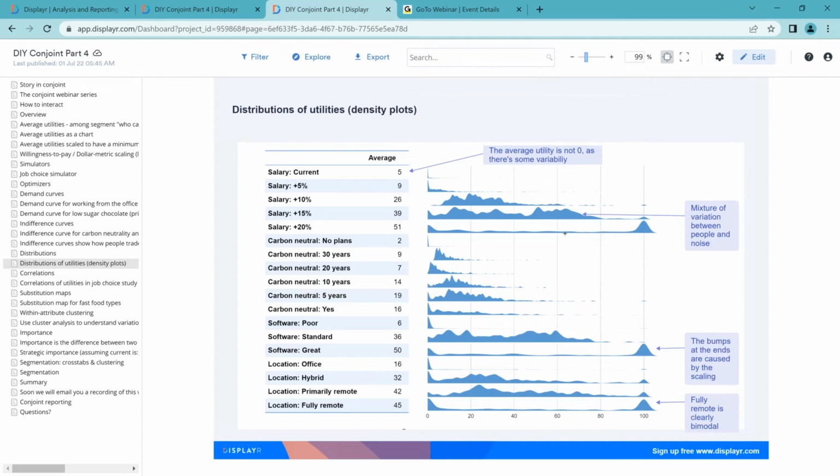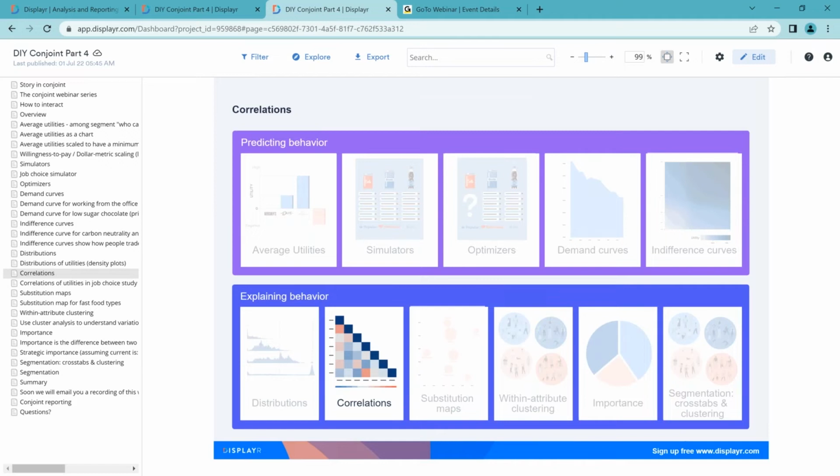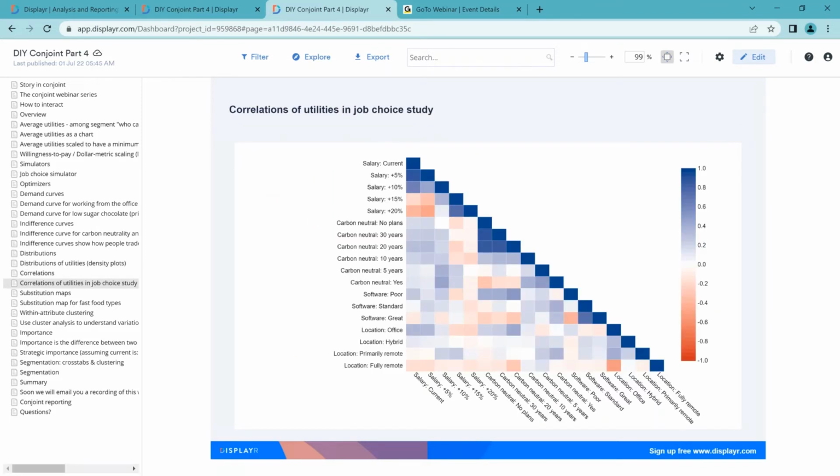Note here that for salary, we've got our biggest bump for salary growth at 20%. It's a little hard to see here, but we've also got our biggest bump with very little variability for current, and these much broader bumps in between. That's because these are showing the variations between people, and so it's the middle level attributes which tend to emphasize the differences between people. So the next step in understanding or explaining behavior is to look at correlations. I've correlated each person's utilities for the job choice data.